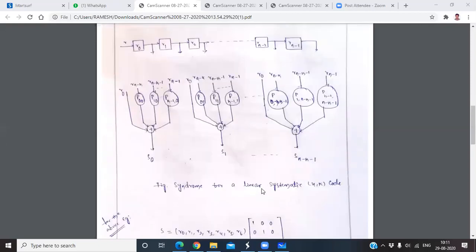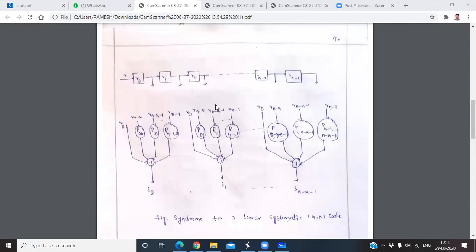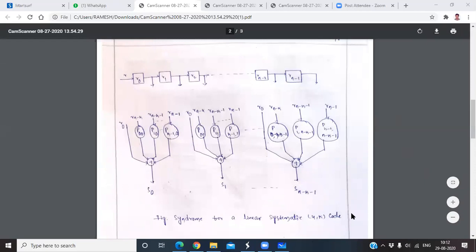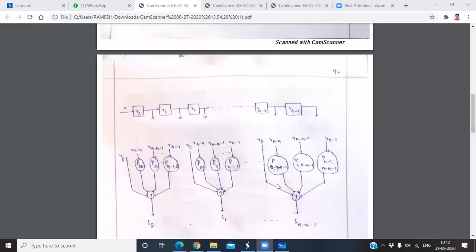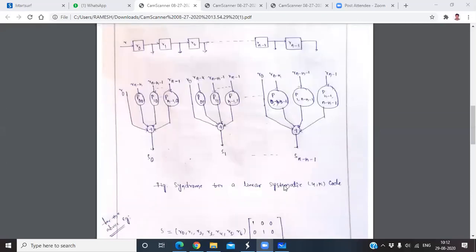Any doubts here? No, sir. All of you clear about this? Yes, sir. Okay, this is the syndrome for a linear systematic n comma k code. Now I want to go for an example, for a 7 comma 4 linear code.